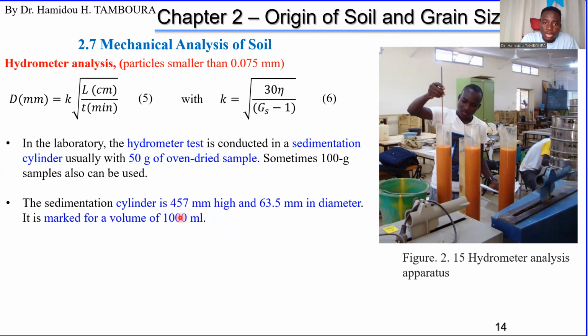I'm talking 457 millimeter in height and 63.5 millimeter in diameter. So it is marked for a volume of 1000 milliliter, so it means it's just 1 liter. The marker, you can see the mark for 1 liter or 1000 milliliter. So this means the total volume should be 1000 milliliter.